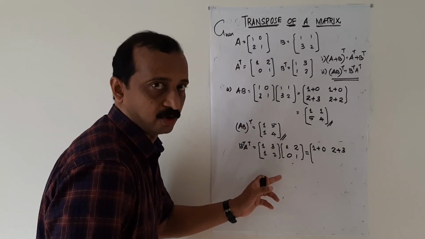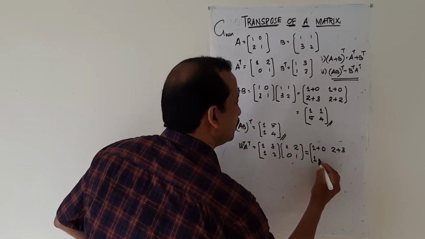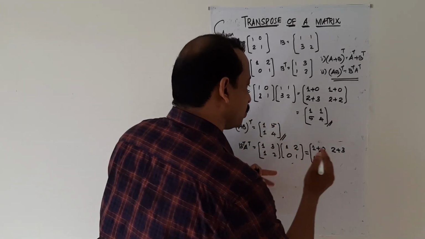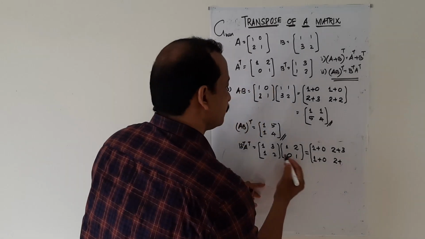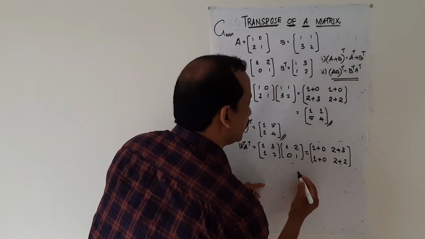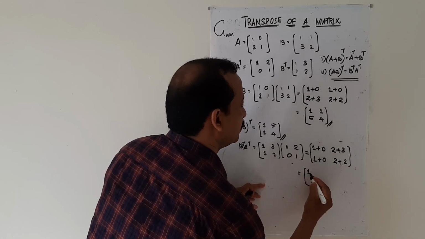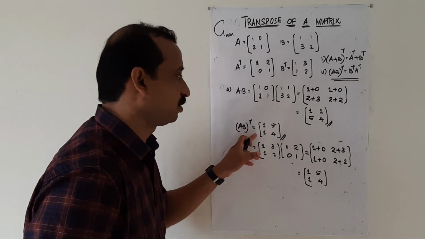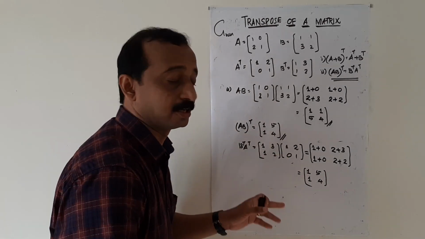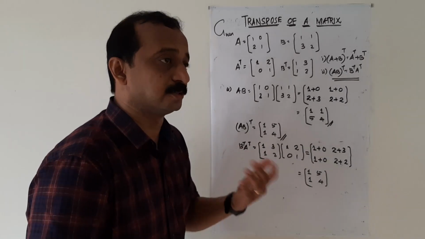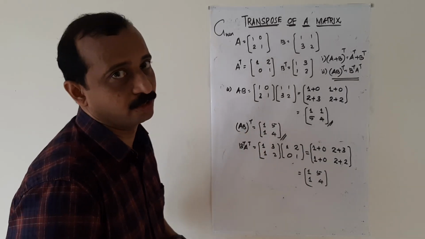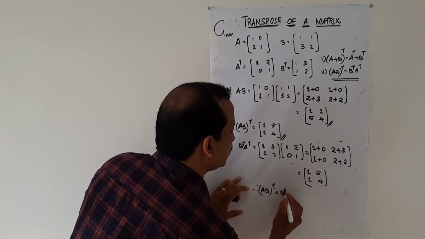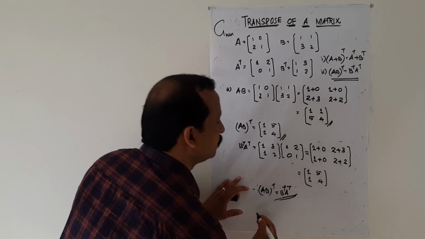Then second row first column, 1 into 1 is 1 plus 2 into 0 is 0. Then second row second column, 1 into 2 is 2 plus 2 into 1 is 2. Okay, now adding these terms, we get [1 5; 1 4]. That's all. You know, (AB) the whole transpose and B transpose into A transpose are equal. And therefore, we finally write (AB) the whole transpose is equal to B transpose into A transpose.